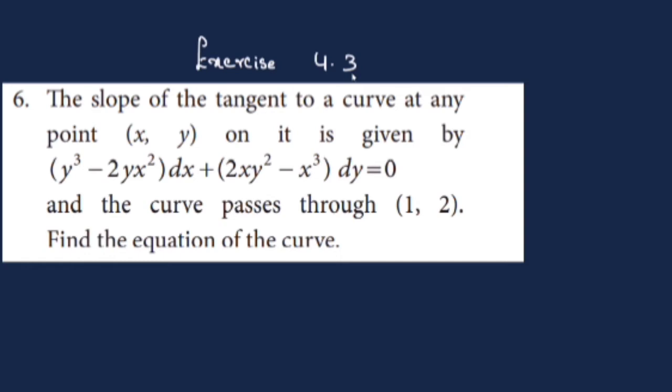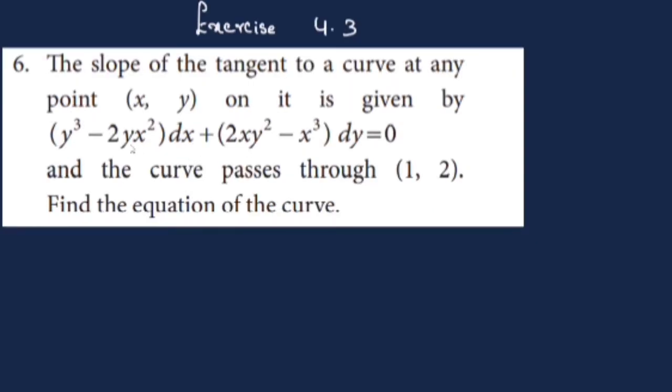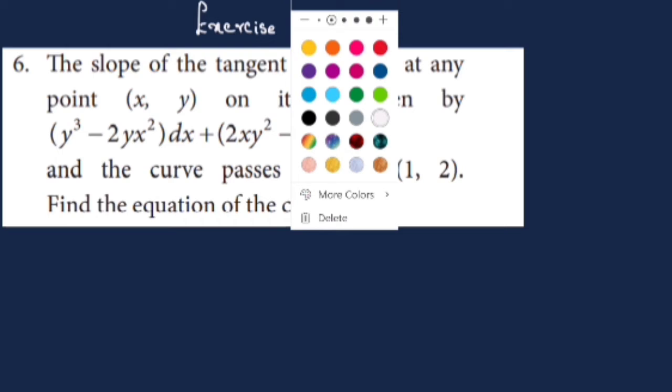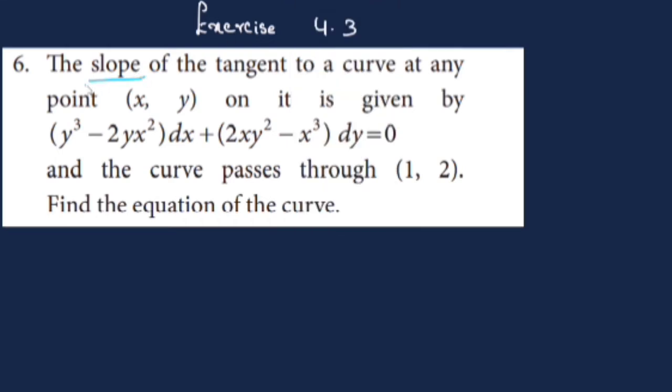The slope of a tangent to a curve at any point (x, y) on it is given by (y cube minus 2y x square) dx plus (2xy square minus x cube) dy equal to 0. So whenever they say slope, the slope of a tangent is nothing but dy by dx. So the slope is given here.